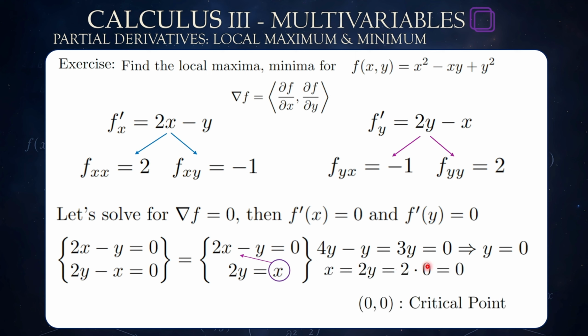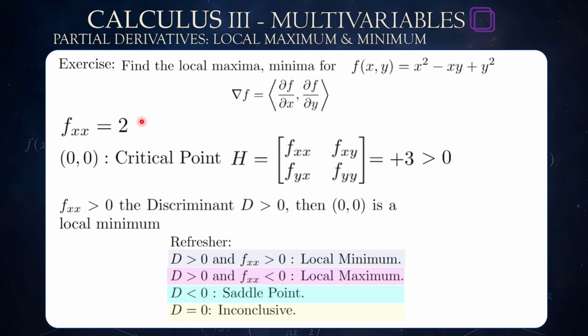So given that fxx is equal to 2, which is positive, (0, 0) is the critical point, and the Hessian matrix determinant is also positive, which is 3 greater than 0. So fxx is greater than 0, and the discriminant, which is the determinant of the Hessian matrix, which is 3, is greater than 0, then (0, 0) is a local minimum.